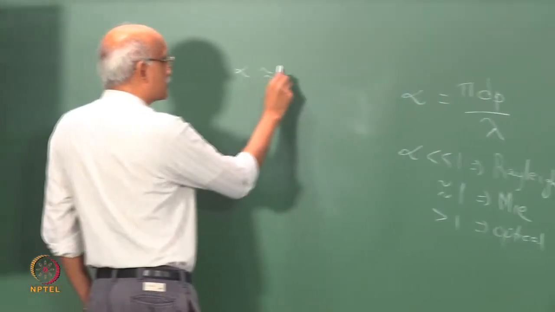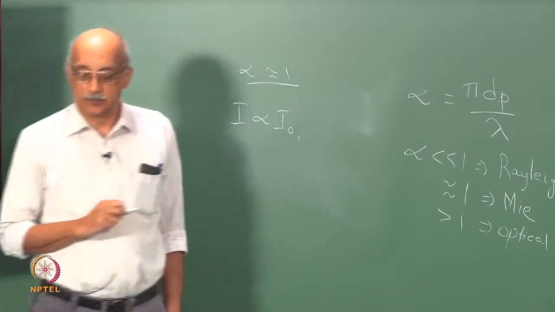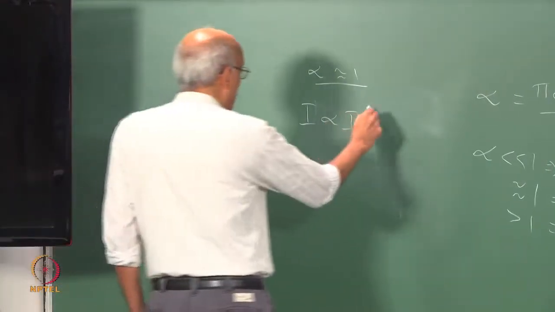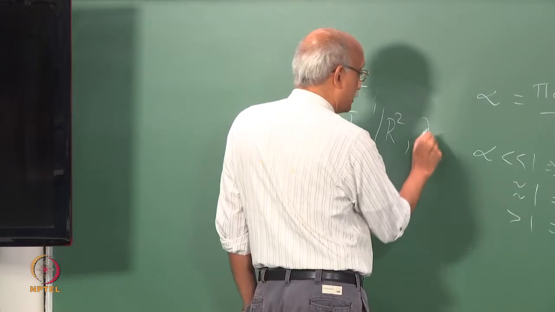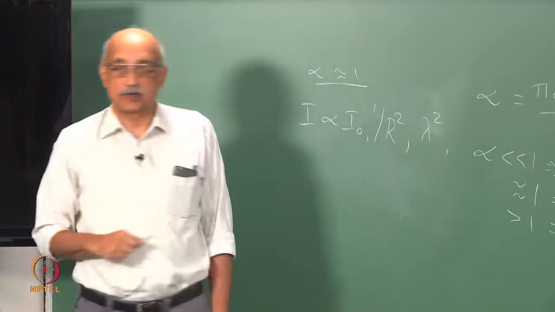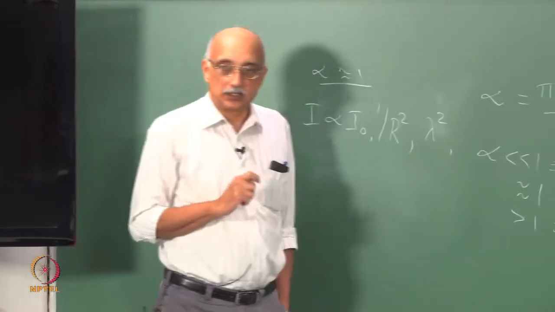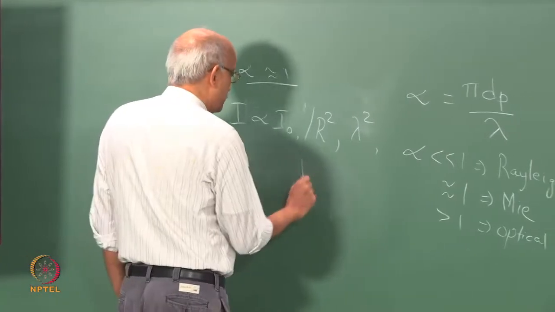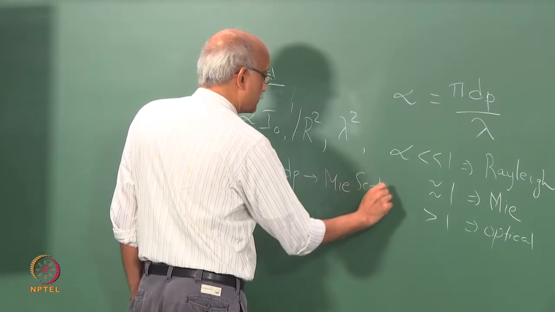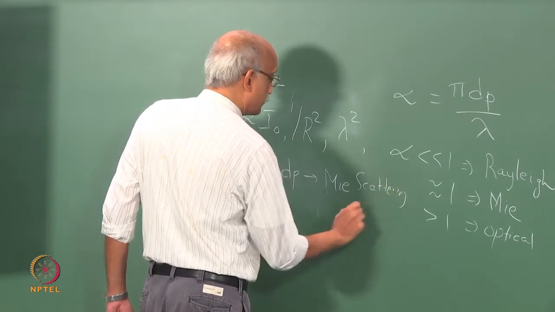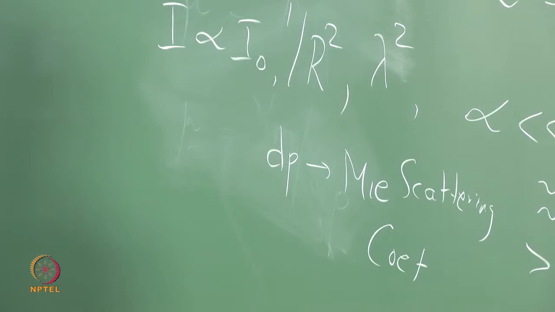So, in the alpha approximately equal to 1 regime, I is still proportional to I0, it is still proportional to 1 over r squared, but it is proportional to lambda squared. So, slightly different dependence on wavelength compared to the Rayleigh regime, but the most important difference in this case is that its dependence on dP is through something called a Mie scattering coefficient, and it is a fairly complex expression.